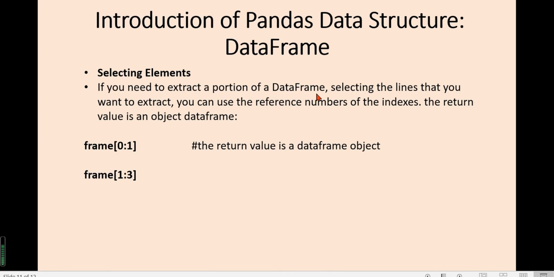If you need to extract a portion of the data frame, you can select the lines that you want to extract. So you can use the reference numbers of the index to return a value as a data frame object. If you want to select all the columns but with some rows, then you can write frame bracket. If you write this way, it means select the rows but all the columns. This means select only the first row, and return a data frame object with only one row but all the columns of the original data frame. And frame bracket 1 colon 3 will select 2 rows, the second and third row, but all the columns of the original data frame, and this will return a data frame.